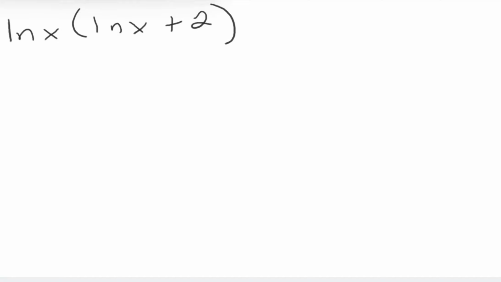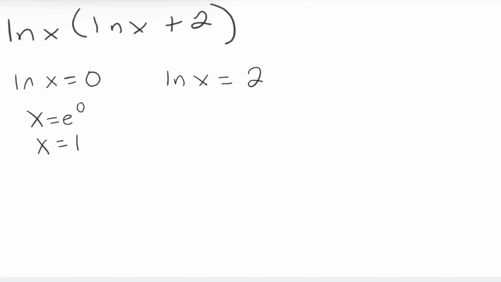All right, so now we're going to set each piece equal to 0. So I have ln of x equals 0. The only way to get rid of the ln is to use e. So this side is x, e to the 0, so x equals 1. And then I have ln of x equals negative 2. So x equals e to the negative second power, which is 1 over e squared. So those are my two critical numbers.